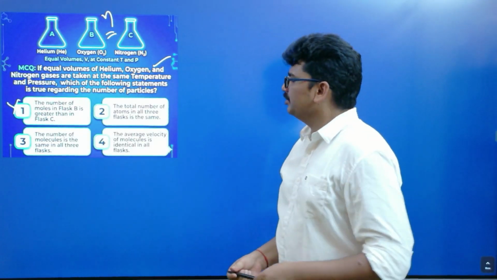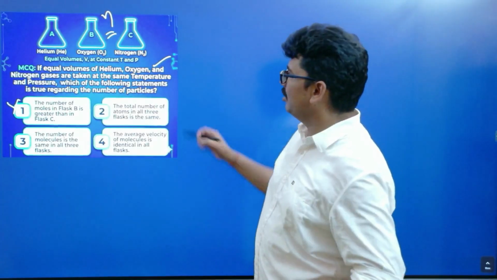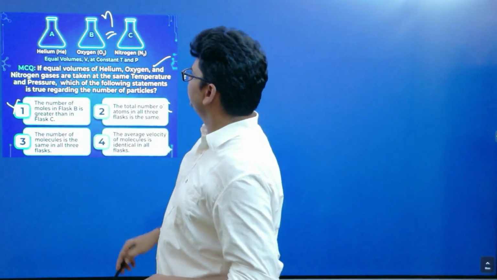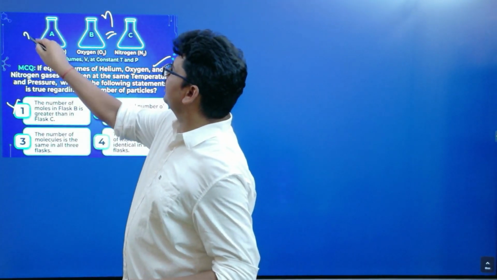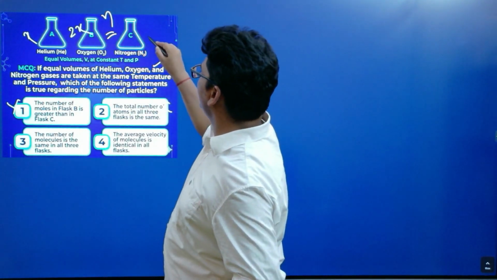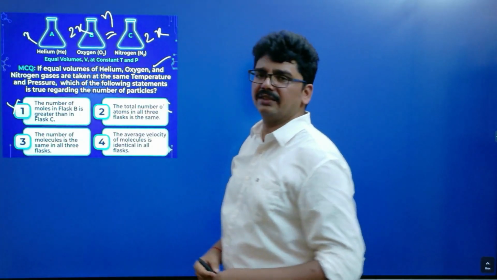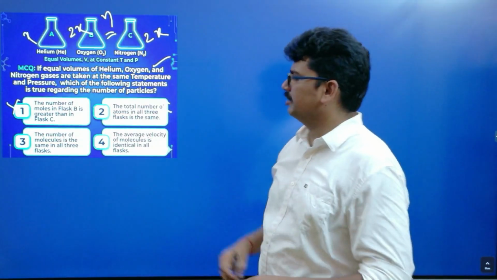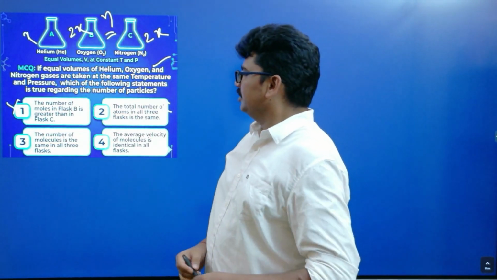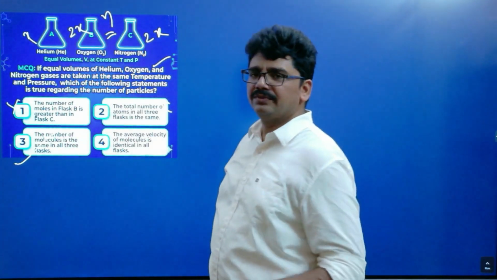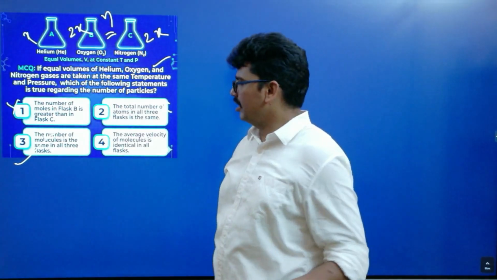Second, total number of atoms in all the three flasks is same. This is also wrong. Because here how many atoms are there? Here X atoms are there. Here 2X atoms are there. Here 2X atoms are there. So number of atoms depends on atomicity. Their atoms are not same. This is also wrong. Next, third one. The number of molecules is same in all the three flasks. This is correct. Equal number of molecules with equal volumes.